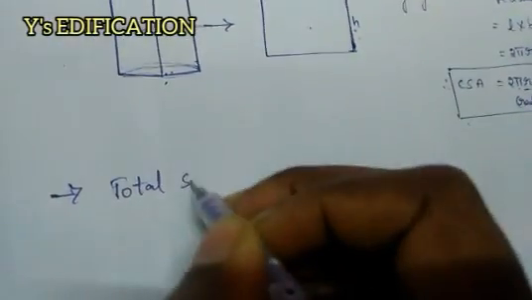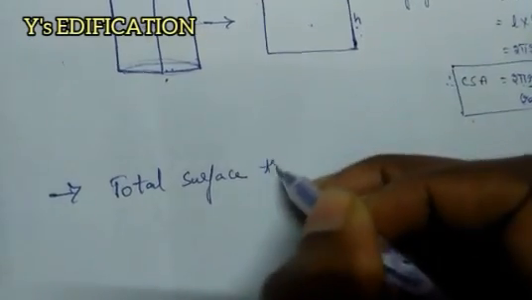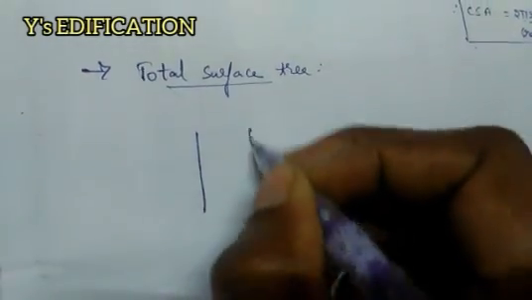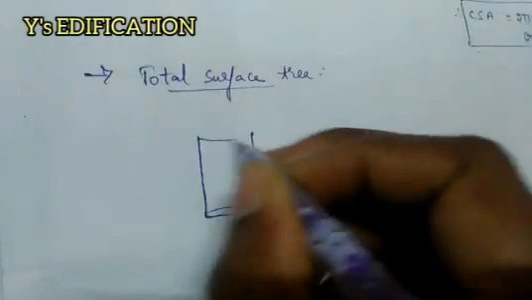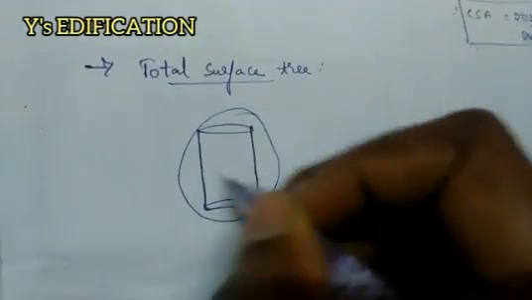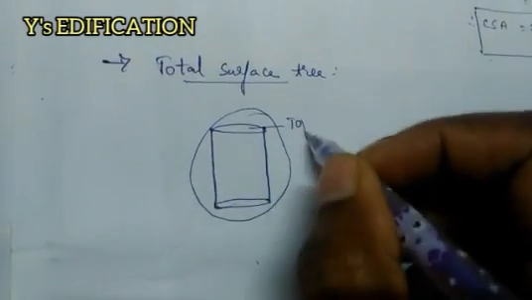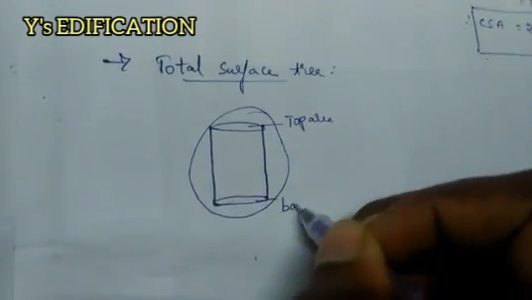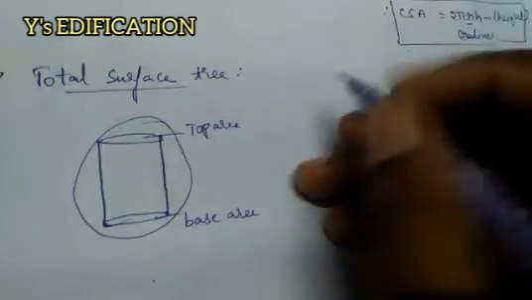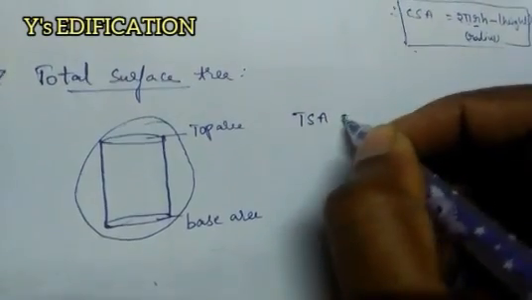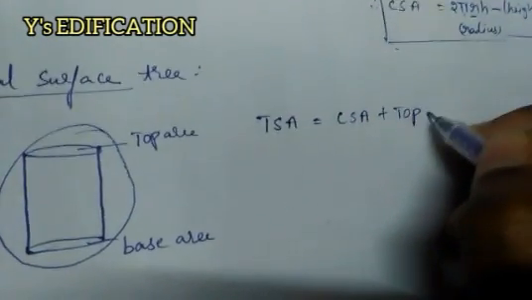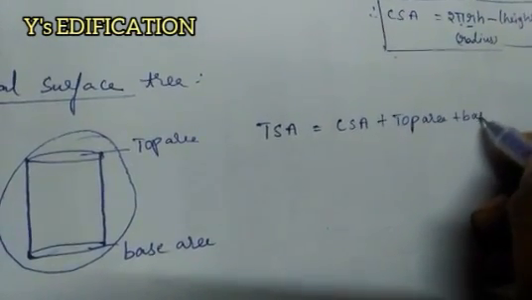Next one, total surface area of a cylinder. What is the total surface area? Let us take an example of a cylinder. Total surface means we have to consider the whole cylinder. We have a top area and a base area, and the curved surface area. So TSA of a cylinder will be curved surface area plus top area plus base area.